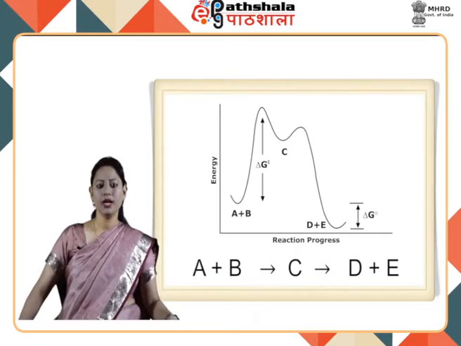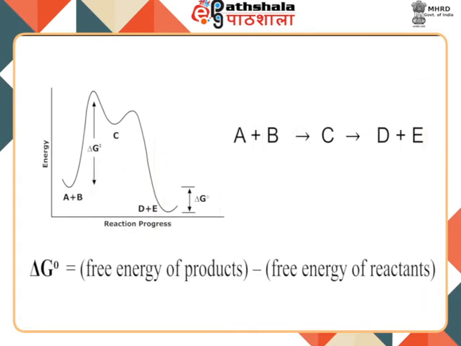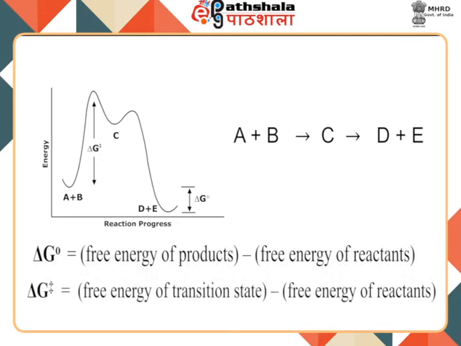The energy profile diagram for a reaction A plus B giving D plus E is shown here. C is the intermediate formed. In this figure, delta G naught is equal to the free energy of products minus the free energy of reactants. Delta G double dagger, the free energy of activation, is equal to the free energy of the transition state minus the free energy of reactants. Any quantity that refers to the transition state is represented by the double dagger superscript.